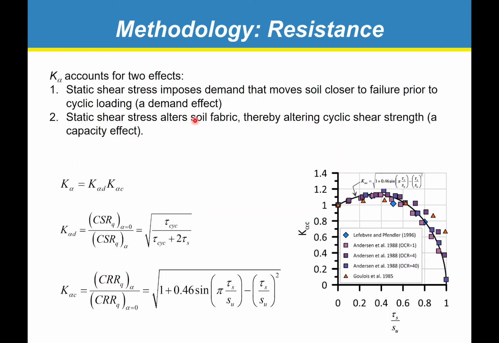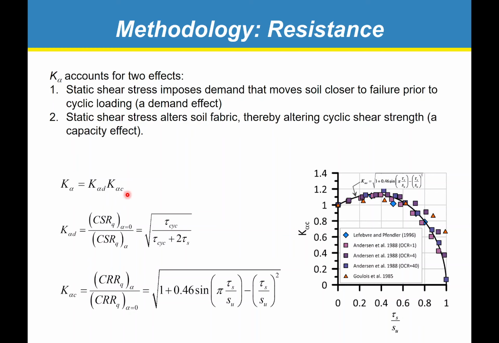CSRQ that we've defined will be different if you have static shear stress than if you don't have static shear stress. So it's inherently embedded in our method. It's not inherently embedded into traditional methods with vertically propagating shear waves. Then there's a second effect, and it's that static shear stress alters soil fabric. It changes the way the particles interact with each other, and that changes cyclic shear strength. So that's a capacity effect.